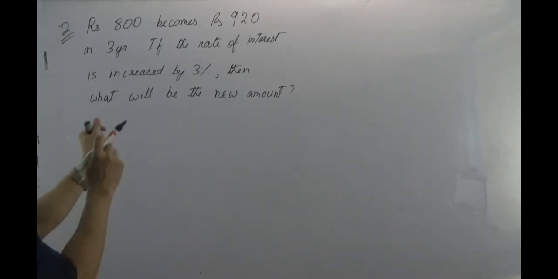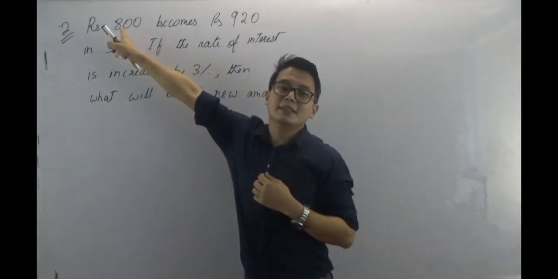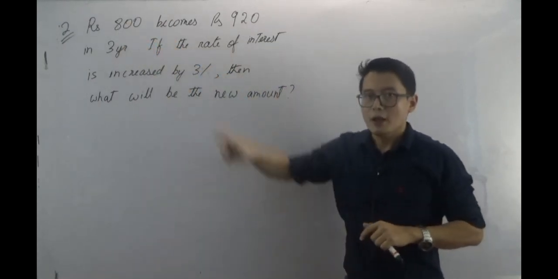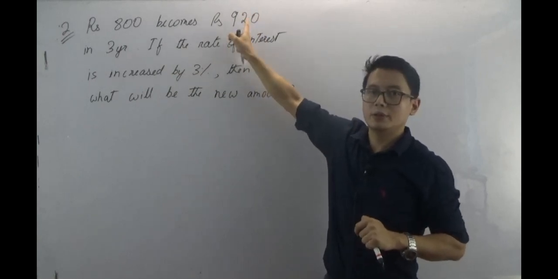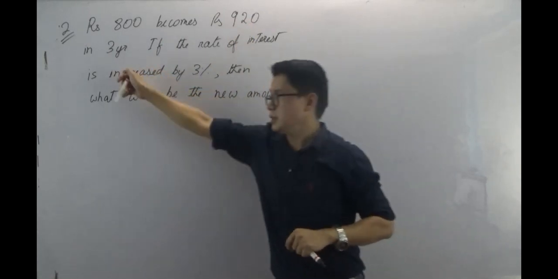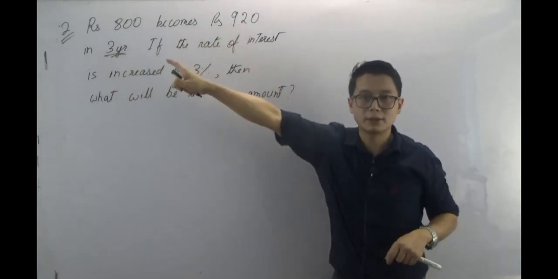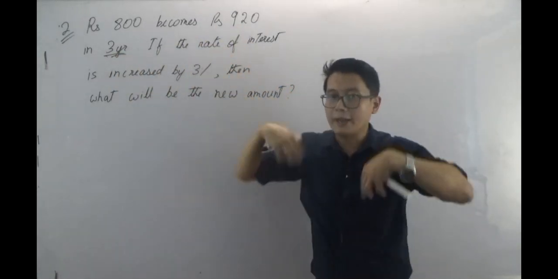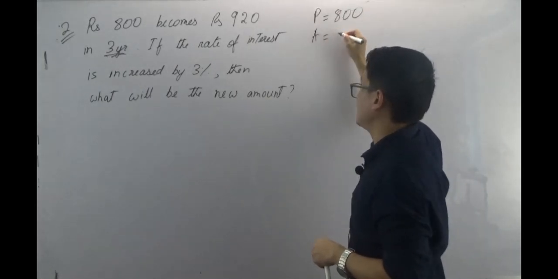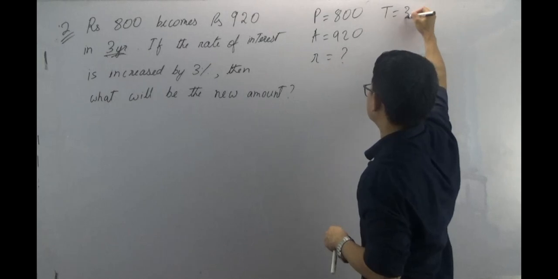In the second question, the principal is rupees 800. The principal becomes 920, which is the amount. So this is the amount. So 800 becomes 920 in 3 years. The principal is given as 800, the amount is given as 920, the rate of interest is unknown. What is given is the time, 3 years.